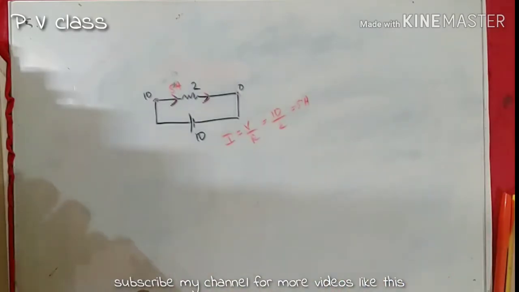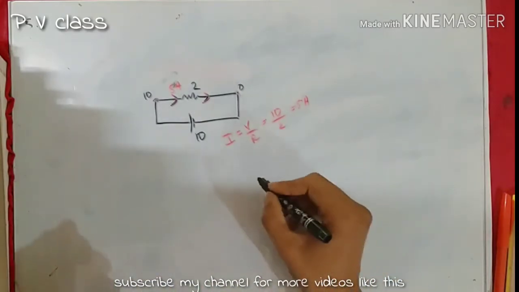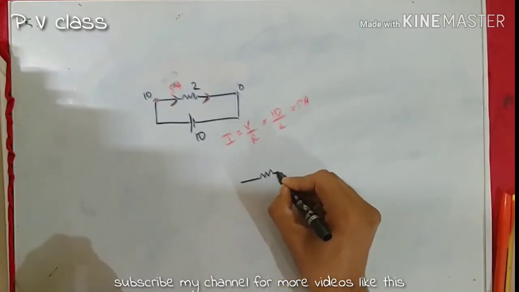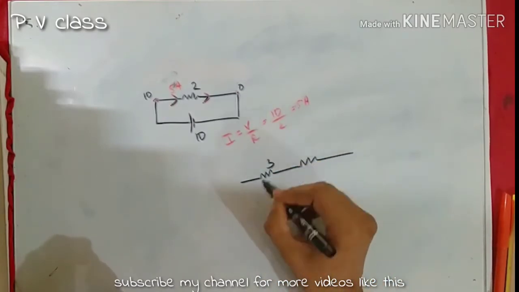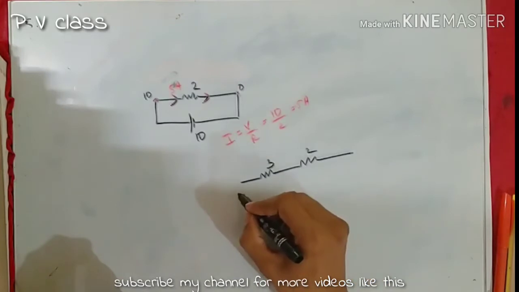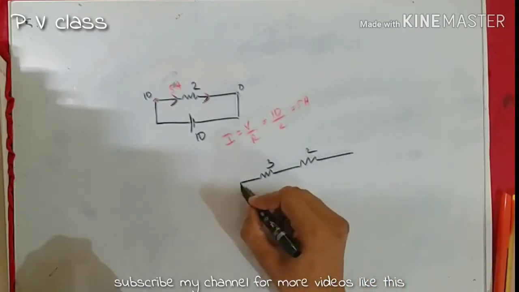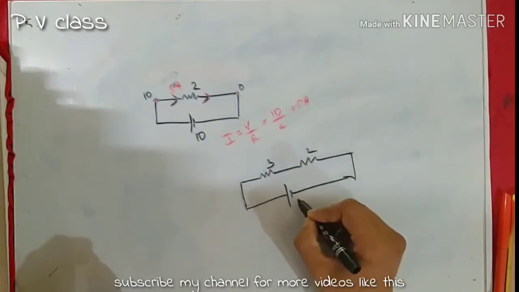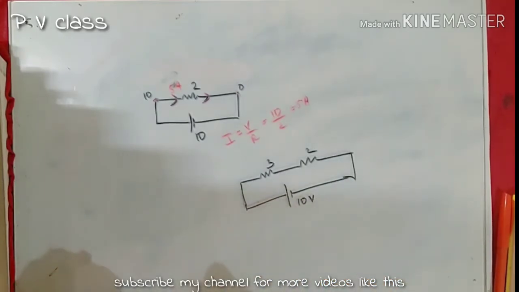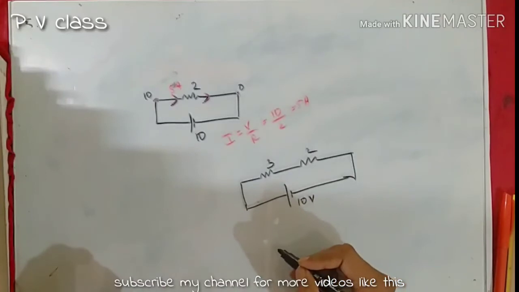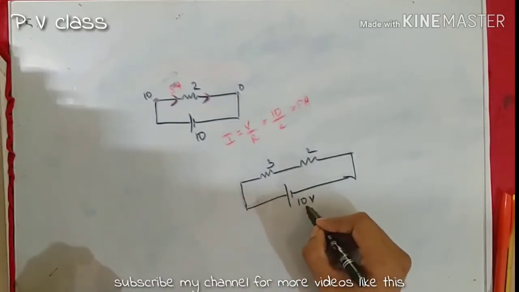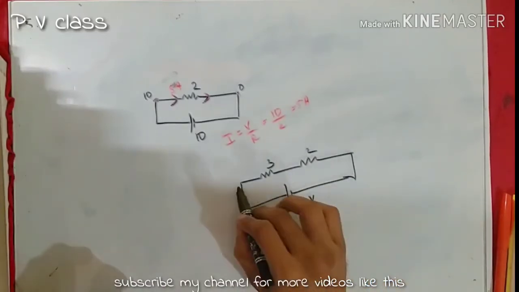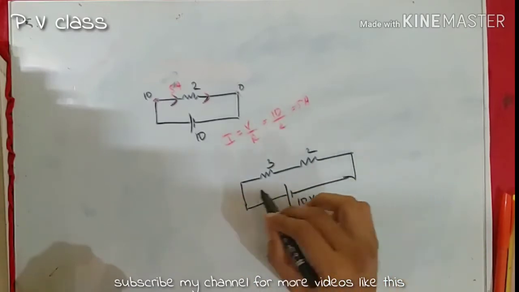Next, let's have a circuit with a 3 ohm resistor and a 2 ohm resistor connected in series. Let's assume we have a 10 volt battery connected like this. In this case, the potential difference applied across the two resistors in series is 10 volt.